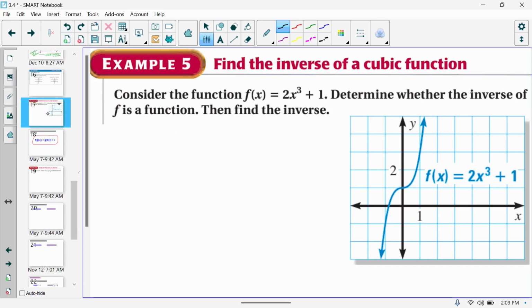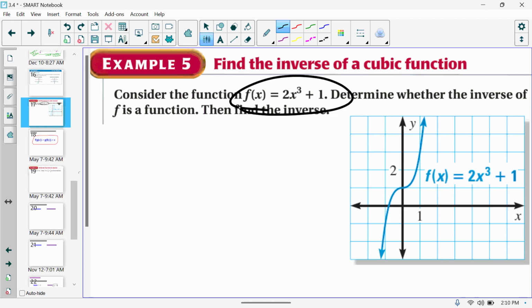All right, so what if we have a question that says, consider this function, determine whether its inverse is a function. So I have a picture of this graph for us already. We could go plug it in y equals, but I thought I would just go ahead and put the picture here already.